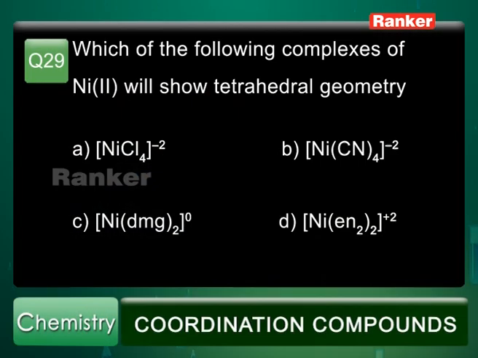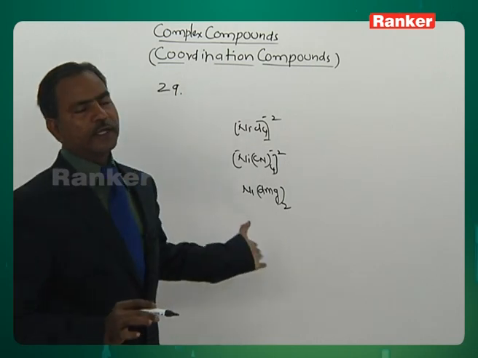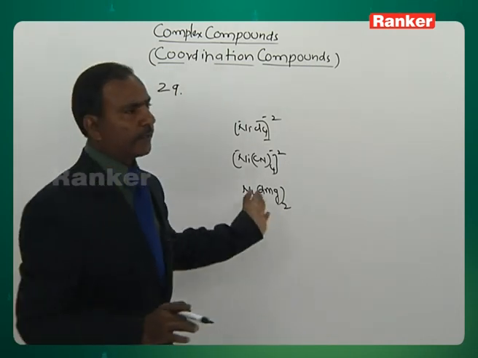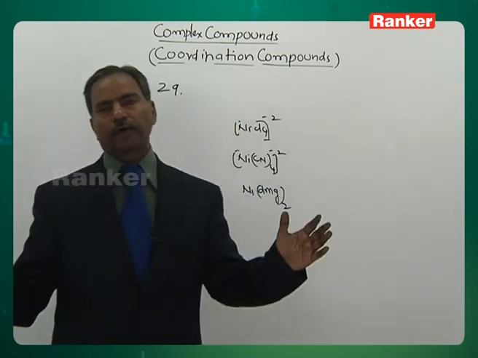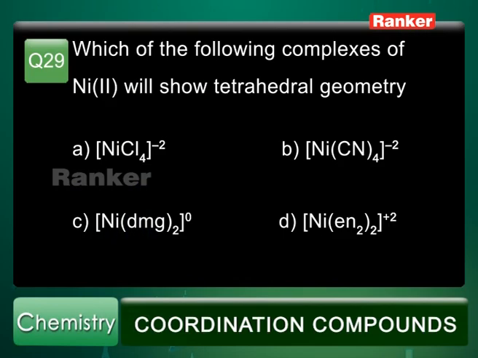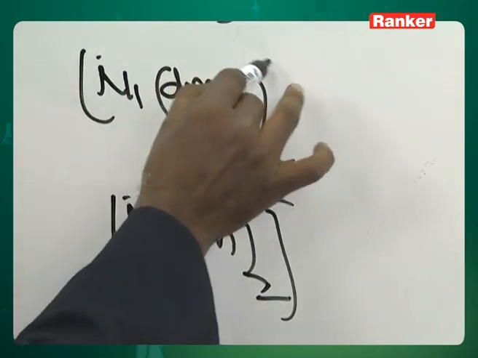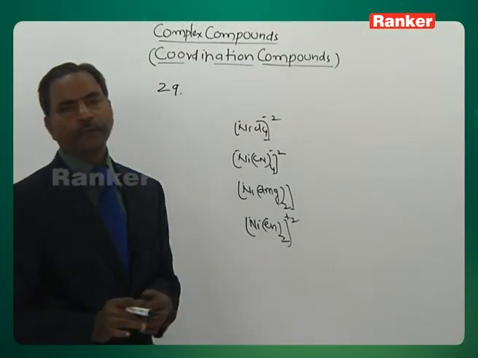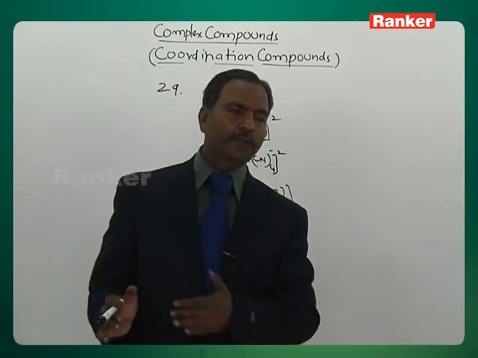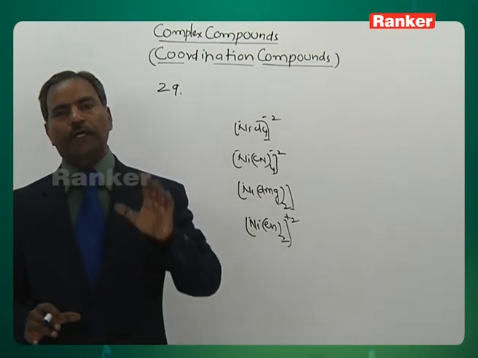Coming to option C, nickel DMG twice. DMG is a negative ligand, and again it is nickel plus 2. DMG is strong field, electrons get paired, so hybridization is dsp2 and geometry is square planar. Next, nickel bis(ethylenediamine) complex, again plus 2. Here also nickel is plus 2, d8, N is strong field, electrons get paired. So in options B, C, D, dsp2 hybridization is there and the geometry is square planar.